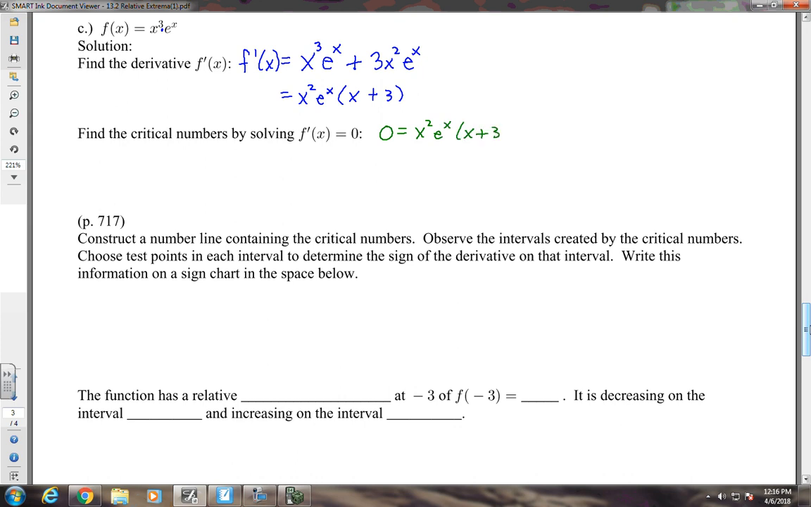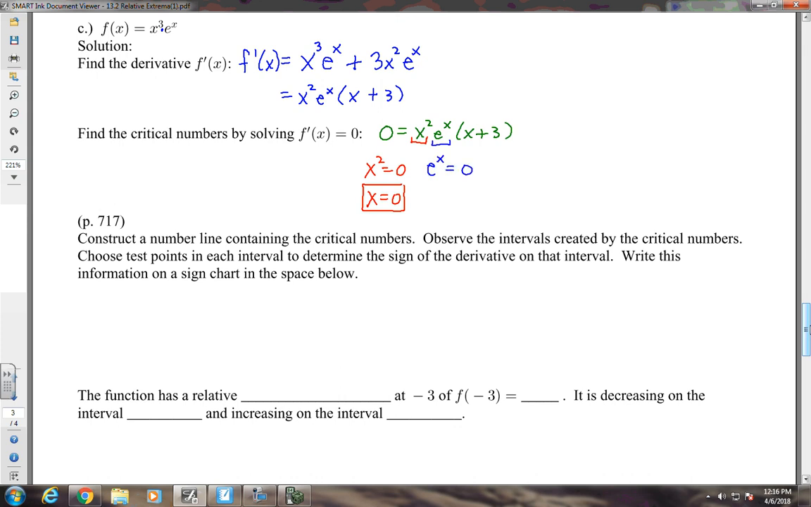All we have to do now is set each factor equal to 0. So notice there's 3 factors there, okay? When I set my first factor, x squared, equal to 0, and take the square root of both sides, I get my first critical number, which is x equal to 0. I'm going to take my second factor there, e to the x, and set it equal to 0.